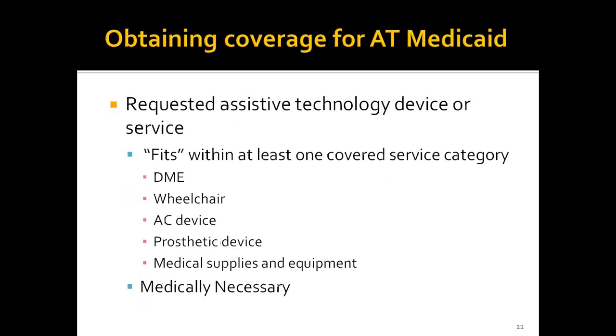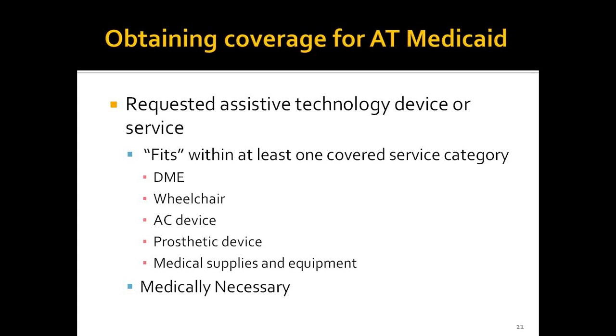So how do you access these? The question earlier was, who determines what you need? And I'll talk about that in just a minute. But in order to obtain an assistive technology device or service under Medicaid, the first thing you need to do is determine whether or not what you're looking for, the device or thing that you want, fits within one of the definitions of covered services. So, as we just listed, we talked about the categories of covered service in Vermont: durable medical equipment, wheelchair, AC device, prosthetic device, or medical supplies and equipment. So the first thing is fitting the device into a Medicaid covered service category or Medicaid box.